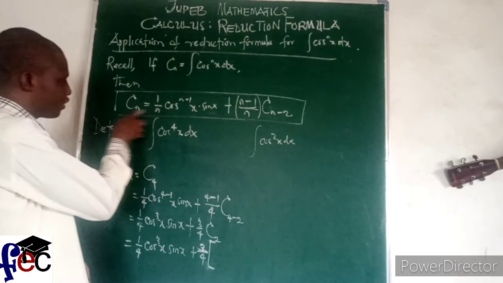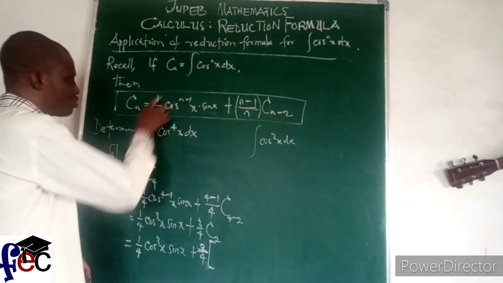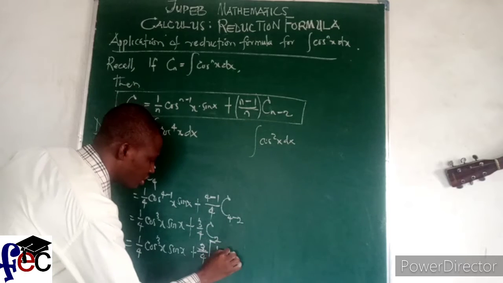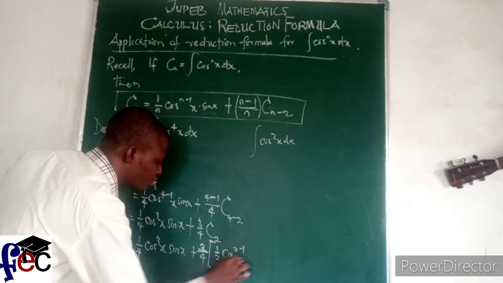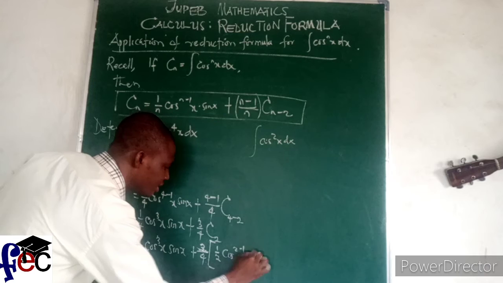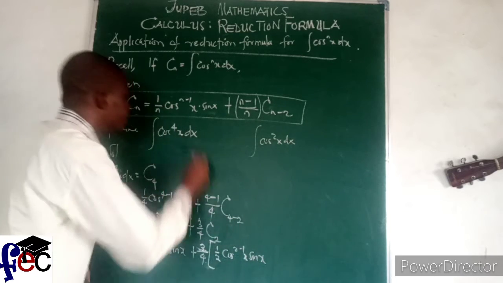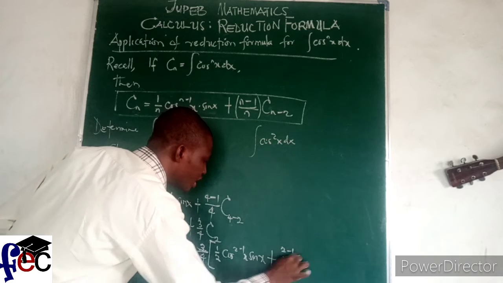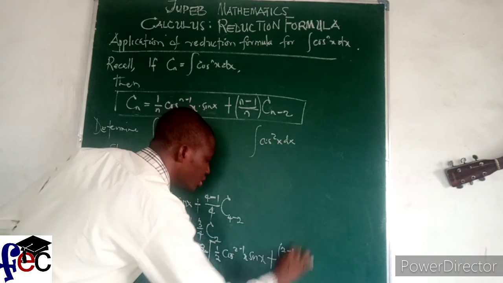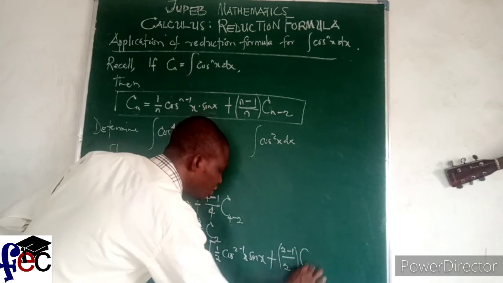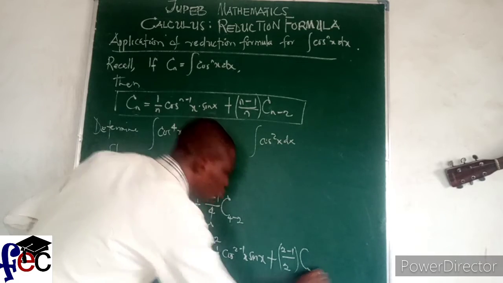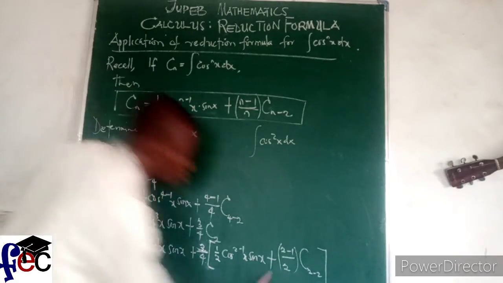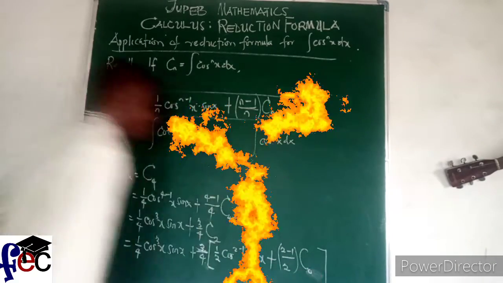C sub 2, I will follow it. If C sub n is this, C sub 2 will be what? 1 over 2 cos 2 minus 1 x sin x. Then what do you have? Plus 2 minus 1 over 2. Then C sub what? 2 minus 2. Then I close the bracket. And what is 2 minus 2? That is C sub 0.